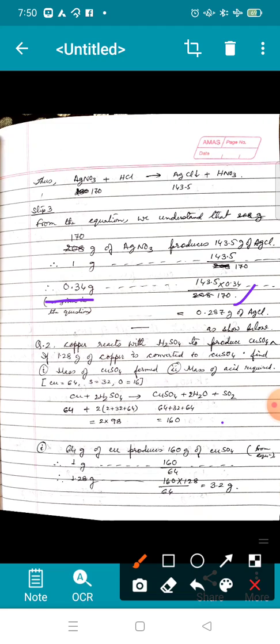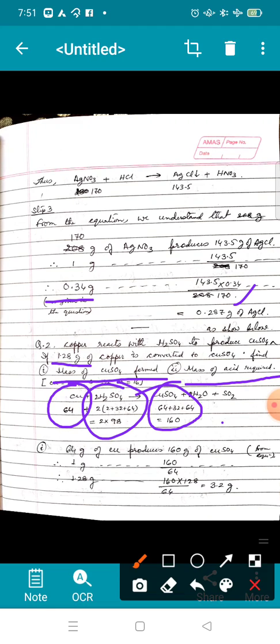Now, let us see what the demand of the question is. You need to find out the mass of copper sulphate formed from a known mass of copper. So you have to calculate the molar mass of copper and the molar mass of copper sulphate. What is the second part of the question? Mass of acid required. That means the molar mass of sulfuric acid is also to be calculated. Nothing has been asked in regard to hydrogen, water and sulfur dioxide, so don't waste your time calculating the molar masses of these.